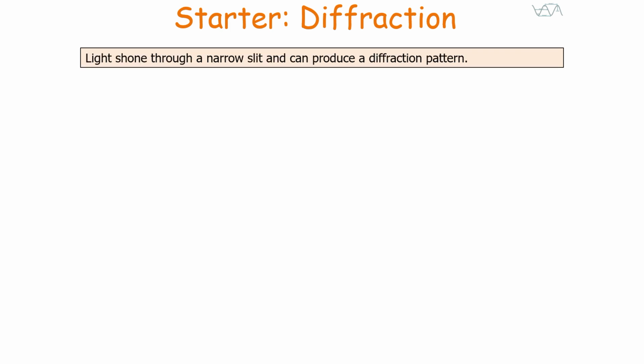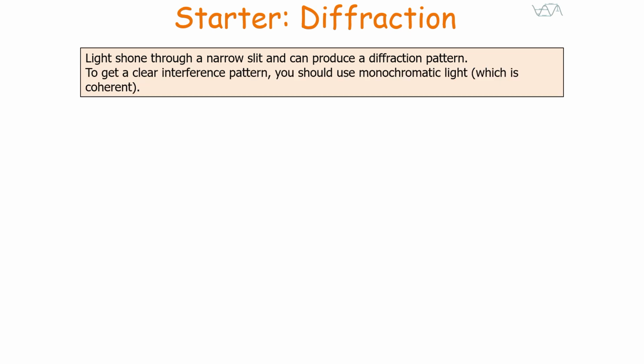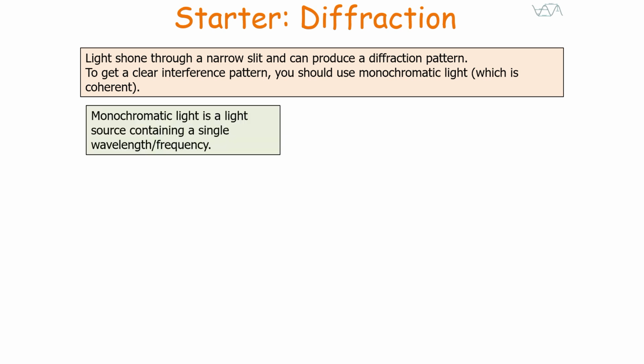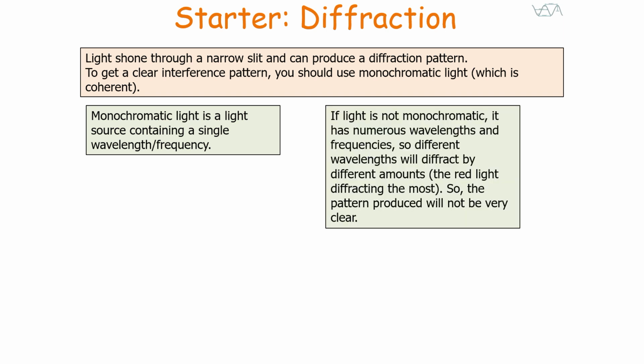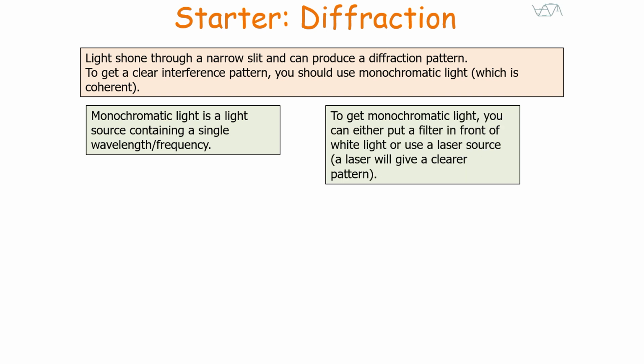So if light is shone through a narrow slit, it can produce a diffraction pattern. But to get a clear diffraction pattern, you should use monochromatic light which is coherent, and it's important to know that monochromatic is a light source containing a single wavelength or frequency. Now, if the light is not monochromatic, it'll have numerous wavelengths and frequencies, so different wavelengths will be diffracted by different amounts, and the pattern produced would not be very clear. So to get monochromatic light, you can either put a filter in front of white light or use a laser source, and in fact the laser source will give a clearer pattern than using filtered white light.